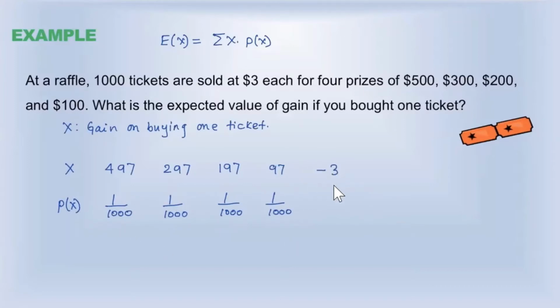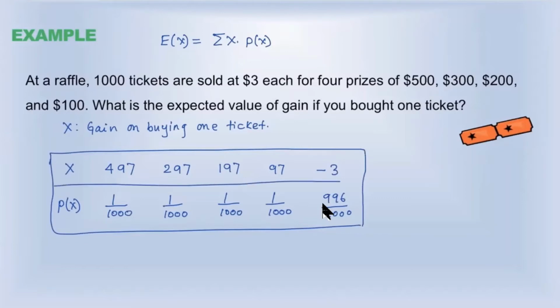So what is the probability that you lose? Out of 1,000, they are giving out 4 prizes. This is negative, meaning they are not giving out how many prizes? They sold 1,000 tickets. They are giving prizes back to 4 tickets only. So how many tickets are not getting the prize? 996, which is 1,000 minus 4. So it is 996 out of 1,000. Let's write that down. 996 over 1,000. So this is our probability distribution.